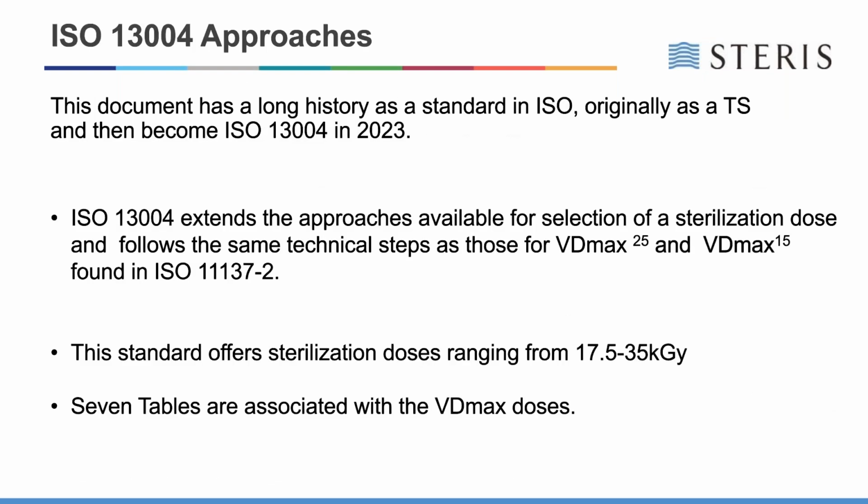Moving on in the ISO standards, we have ISO 13004 approaches. This document has a long history as an ISO standard, originally as a TS and then becoming an ISO document. And now we're moving on to 2023. This document extends the approaches available for VD Max. It has the same technical steps as a VD Max 25 or VD Max 15 approaches found in the ISO 11137-2. This standard offers sterilization dose ranges from 17.5 up to 35 kilograms, and there are 7 different tables associated with those dose verifications.